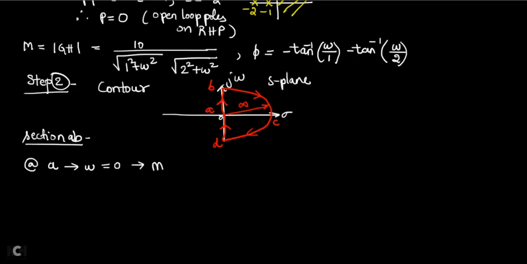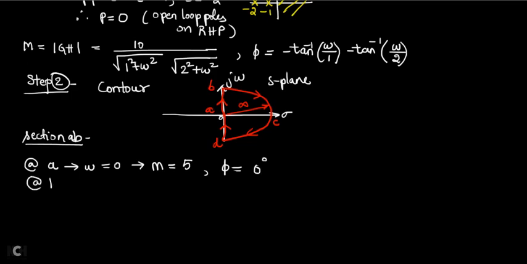Now you put omega is equal to 0, and what is the expression for magnitude M you will get? Put omega is equal to 0 here. 10 divided by square root of 1 plus 0, into square root of 2 squared plus 0. So what is the answer you will get? If you do it in the calculator, you will get, for omega is equal to 0, M equal to 5. And simultaneously calculate the phase angle also. Put omega is equal to 0 in the phase angle. Phi is equal to minus tan inverse of 0 minus tan inverse of 0. Tan inverse of 0 is 0. So minus 0 will give you 0 degree.